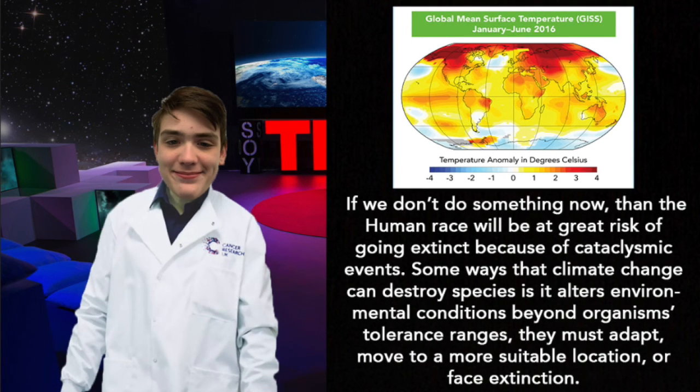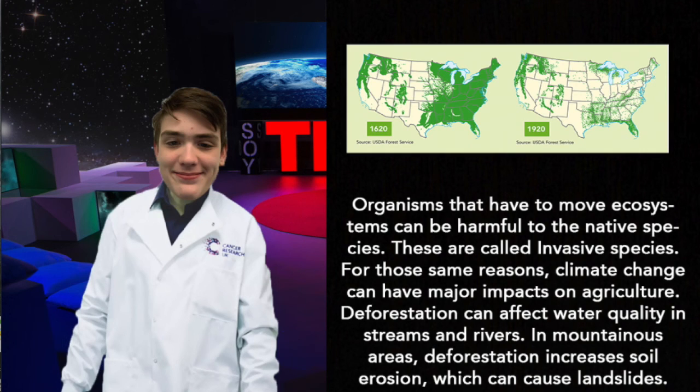If we don't do something now, the human race will be at great risk of going extinct because of cataclysmic events. Some ways that climate change can destroy species is that it alters environmental conditions beyond the organism's tolerable range. They must adapt or move to a more suitable location, or if they don't, they'll face extinction anyway. Organisms that have to move to another ecosystem can be harmful to other native species. These species that are invading the original species' lands are called invasive species.